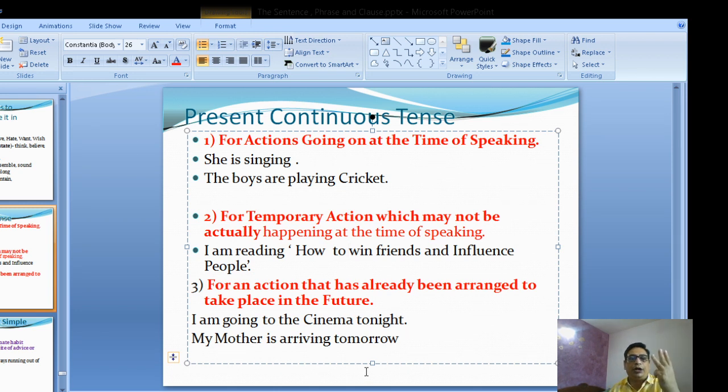So you understand these three conditions. One, for actions going on at that point in time in front of your eyes. Number two, for temporary actions which may not actually be happening at the time of speaking, but it's an ongoing process, like I am reading a book. Third, it is a part of a future plan that has already been decided. For example, my mother is arriving tomorrow, right? So these are the conditions of present continuous tense.